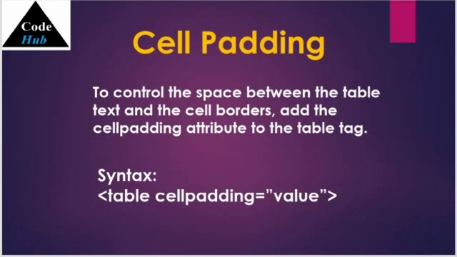Moving to cell padding. To control the space between the table text and the cell border, add the cell padding attribute to the table tag. The syntax for this attribute is: table cellpadding equals value. Value is the distance from the table text to the cell border as measured in pixels. The default cell padding value is 1 pixel. Cell padding refers to the space within the cell, the space between the cell wall and the cell content.